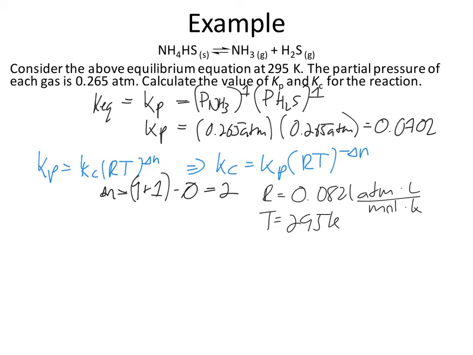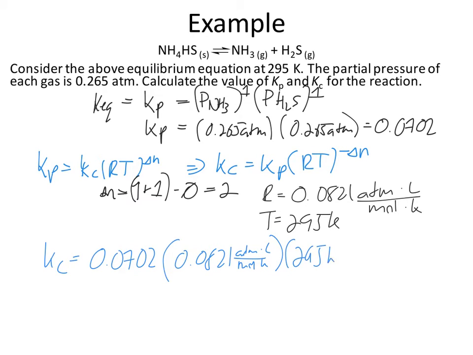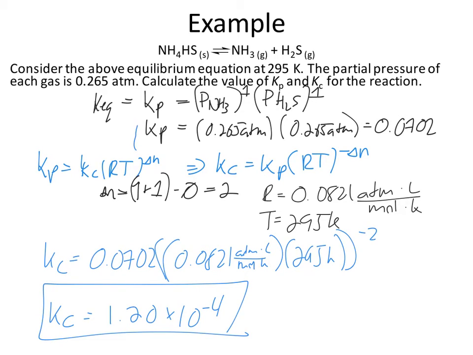So let's put this all together. Kc is going to be equal to 0.0702 multiplied by 0.0821 atm liters per mole Kelvin multiplied by 295 Kelvin. So this multiplies first, and this is all going to be to the power of -2. So if we do this all out, our Kc is going to be equal to 1.20 times 10 to the -4. So here's our Kc, and here is our Kp. So both less than 1.